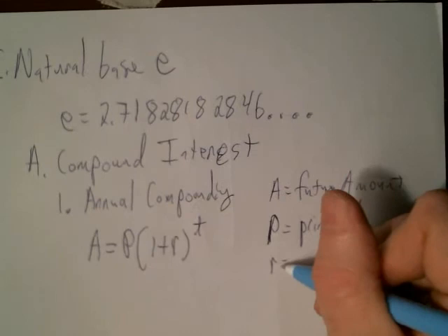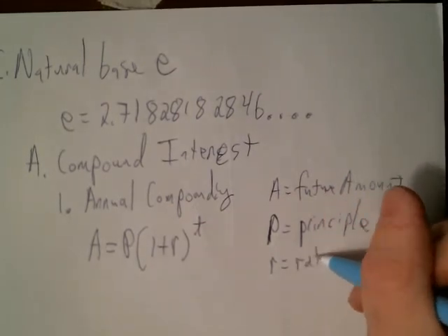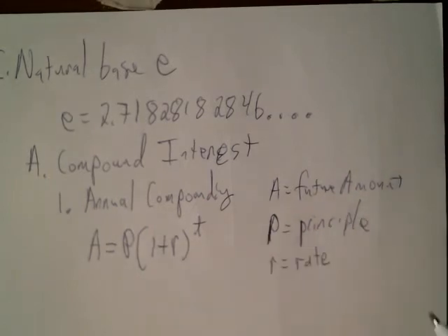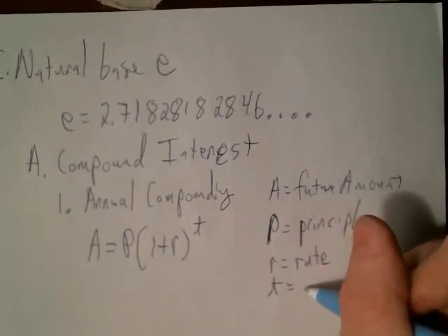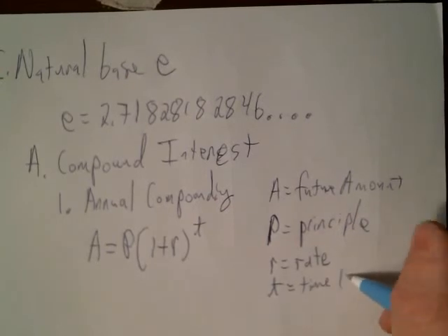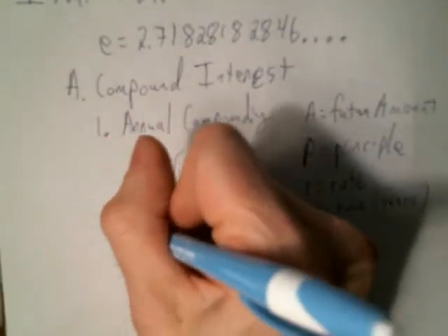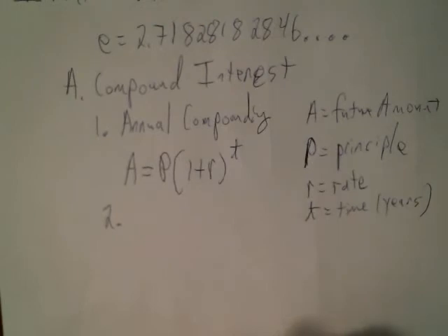The R is the rate, the rate of interest in your account. When we're using the equation, we'll use it as a decimal. And then T is for time. In this case, it's a number of years. So we could use this formula to figure out yearly interest.